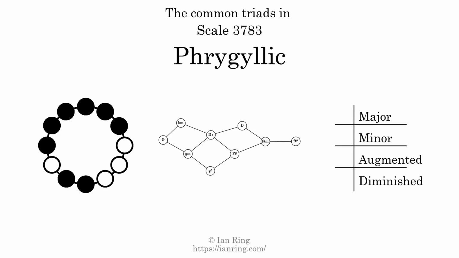111011000111. Here are the common triads present in this scale. The diagram in the center is a graph of parsimonious voice leading between triads. There are 3 major triads. There are 3 minor triads. There is 1 augmented triad. There are 2 diminished triads. Here is a Hamiltonian path of parsimonious voice leading that uses all the triads.